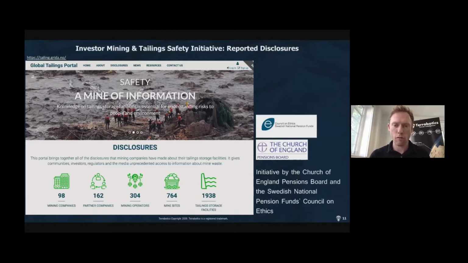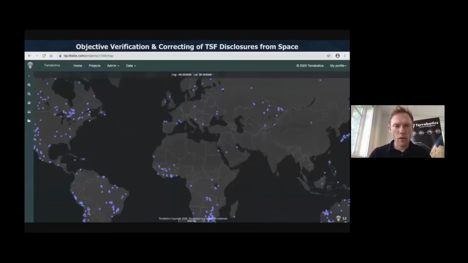And as you can see from their portal, they have a couple of thousand, a few thousand by now actually, of disclosures of tailings dams. But this is all disclosed and reported. So this is all from those companies that did respond to the demands for disclosures and then reported. Now, if you're serious about ESG, you should verify that too. So this is something we've actually been working on and involved in this initiative for Terrabotics.